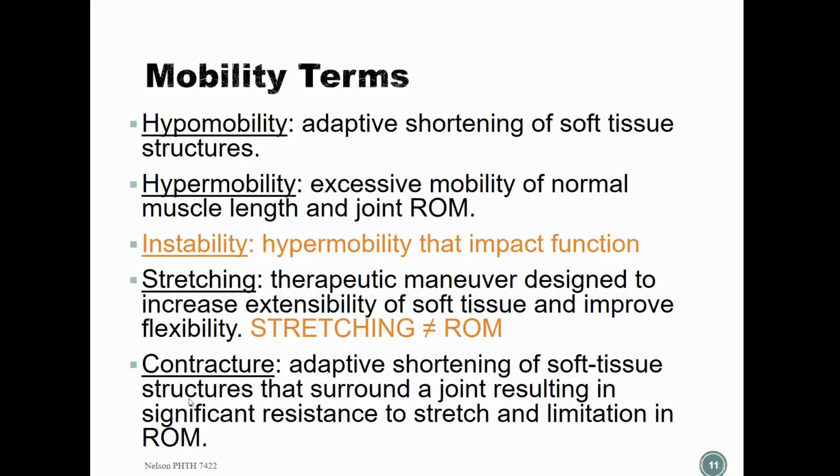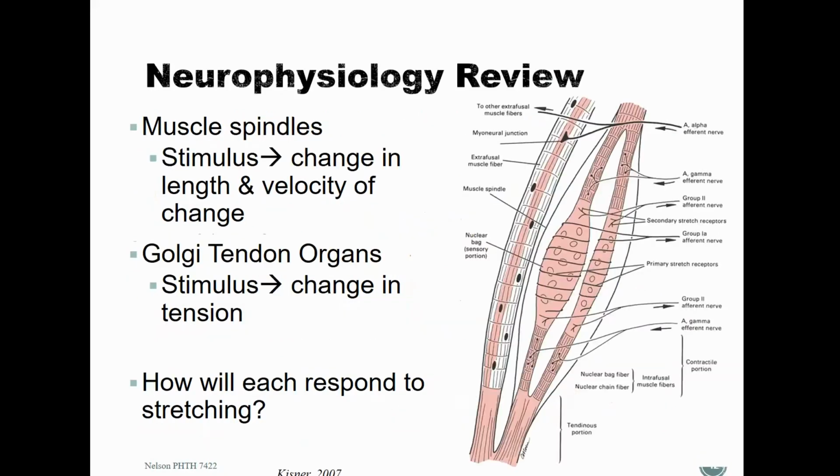And then a contracture. A contracture is an adaptive shortening of the soft tissue structures around a joint that results in a limitation of motion. So if I have a knee flexion contracture, that means my knee flexion side of the joint is limited and I don't have knee extension.